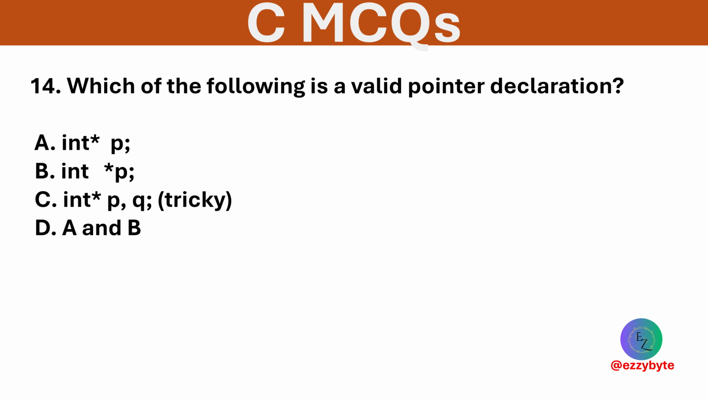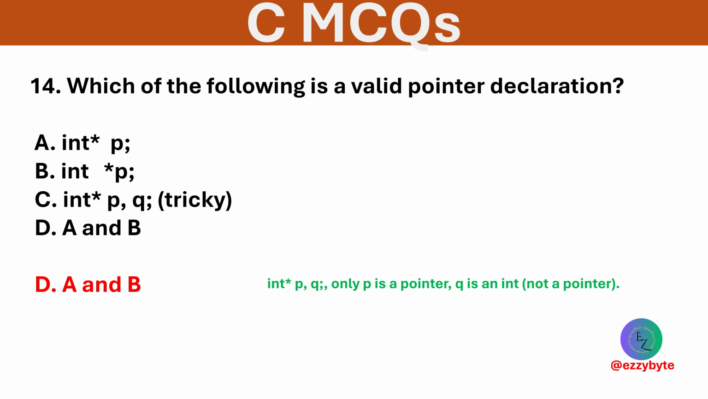Which of the following is a valid pointer declaration? Options are given below. Option D is correct. Both A and B are valid. But in C, int *p, q makes only p a pointer.